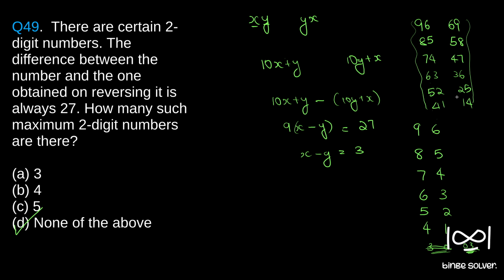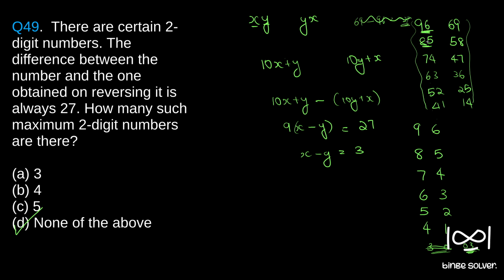So again, there is a catch. It is said reversing it is always 27. So we have to consider only the larger number. We cannot say 69 is such a number, because 69 minus 96 is minus 27. So that doesn't satisfy this condition.